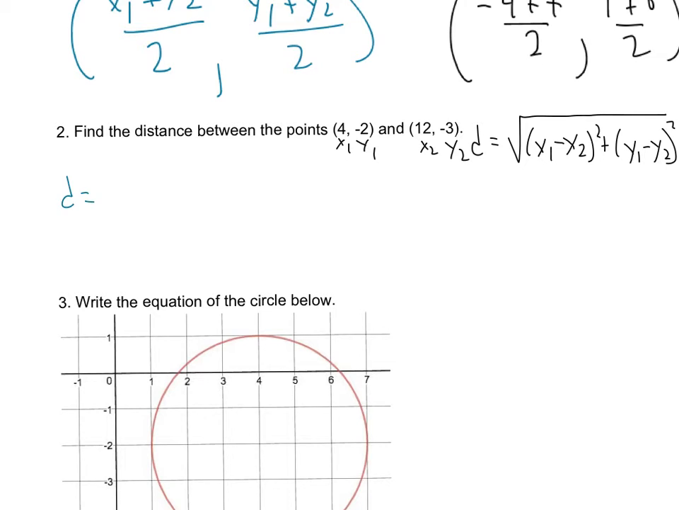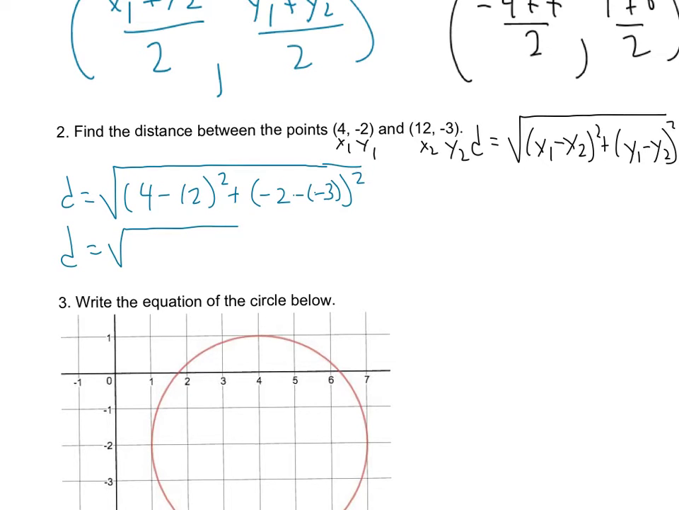So our distance is the square root. So we'll take the first x, which is 4, minus the second x, which is 12, squared, plus the first y, which is -2, minus the second y, which is -3. So we have 4 minus 12, which is -8, squared. We have -2 minus -3, which becomes plus here. So that's going to become plus 1 squared.